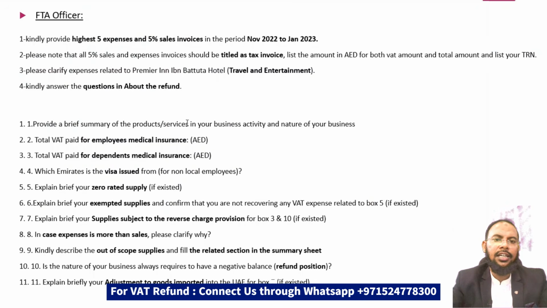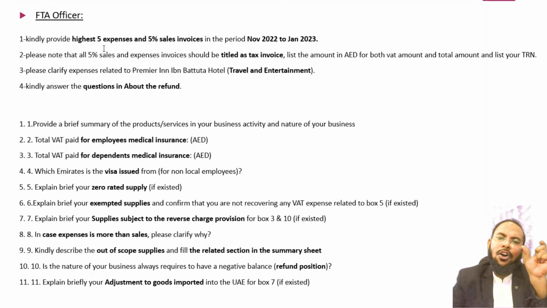You can see here that, as required by the FTA officer, we needed the highest 5 expenses and 5 sales invoices regarding one specific quarter, because we submitted 4 quarters in one shot. So the FTA required only 1 quarter's highest 5 invoices and 5 expenses details. Thereafter they asked that the invoice should be titled as a tax invoice. This is a common error, and we need to follow that.